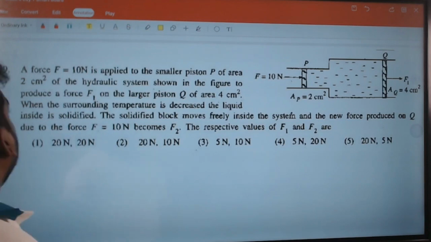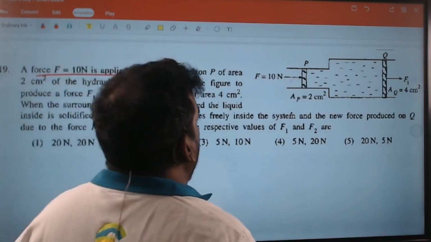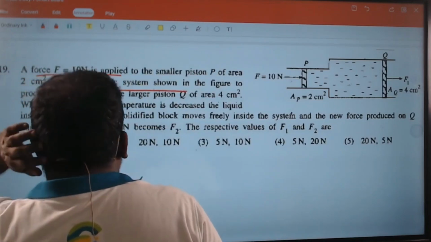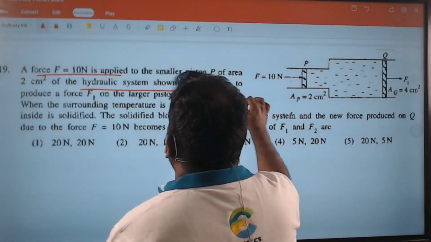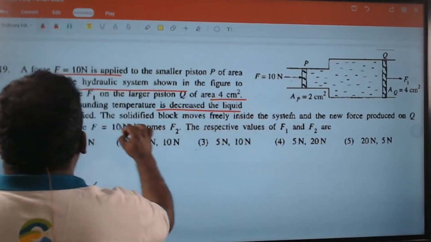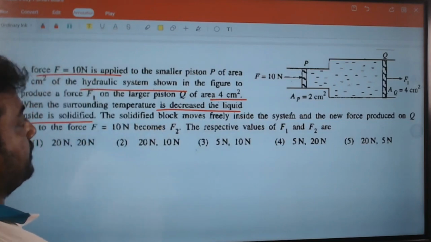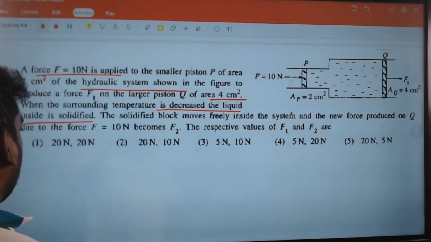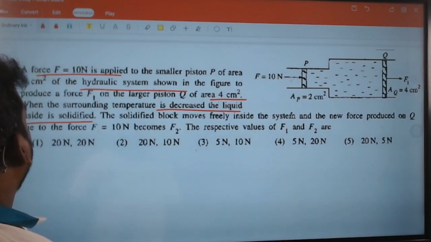Question number 19. A force 10 Newton is applied on the smaller piston of a hydraulic system. A force F1 is produced on the larger piston, area 4 cm squared. When the surrounding temperature is decreased, the liquid inside is solidified. The solidified block moves freely inside the system. The new force produced on Q due to force F equal 10 becomes F2. The respective forces F1 and F2 are?